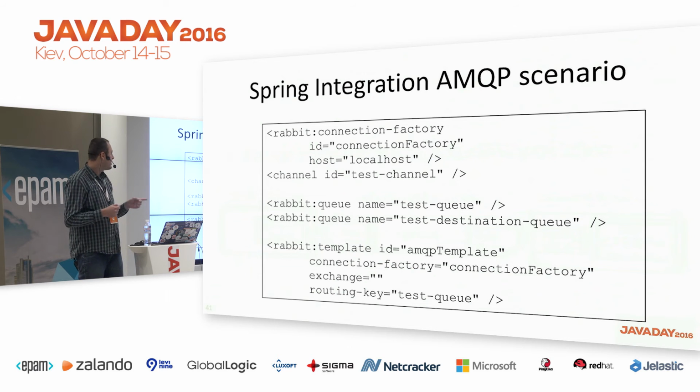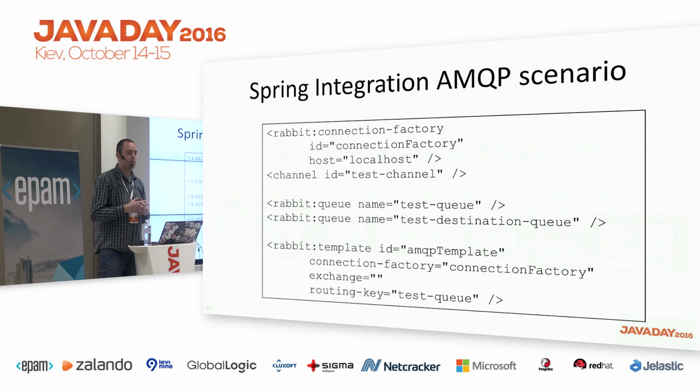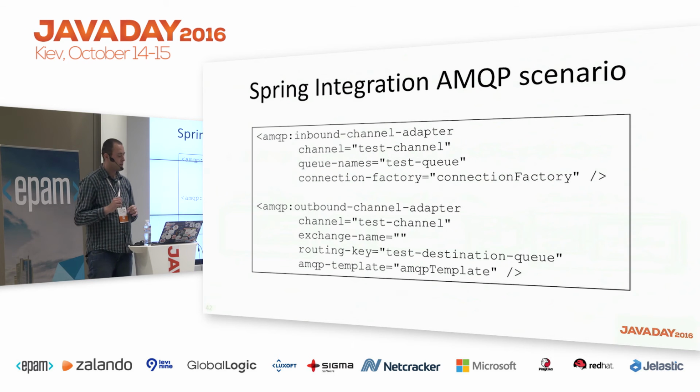Then you create a template which would be used by the outbound channel adapter to send messages to the test destination queue. And basically I create an inbound channel adapter and an outbound channel adapter for reading messages from the test queue, from the inbound channel adapter and sending it to the test channel. And an outbound channel adapter that basically fetches those messages from the test channel, which is a Spring integration pipe, and sending those messages to the test destination queue in the same broker instance. And basically everything of this is done just in Spring configuration. You don't need to programmatically do anything.